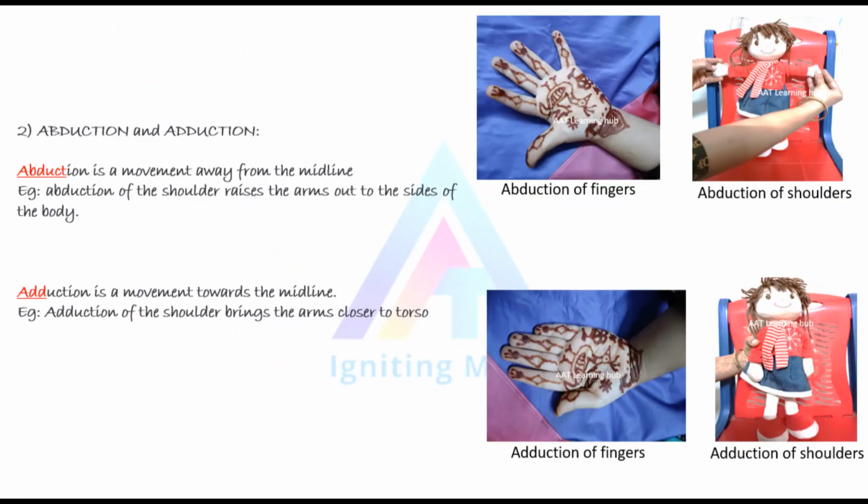The second one is abduction and adduction. What do you mean by abduction? When someone is being abducted, they're being taken away. So abduction is a movement away from the midline. So when you abduct the fingers get spread out. Abduction of shoulder raises the arms out to the sides of the body. Opposite of this is adduction, a movement towards the midline. Adduction, add. So when you add, all the fingers come close together. Adduction of fingers. Adduction of shoulder brings the arms closer to torso.